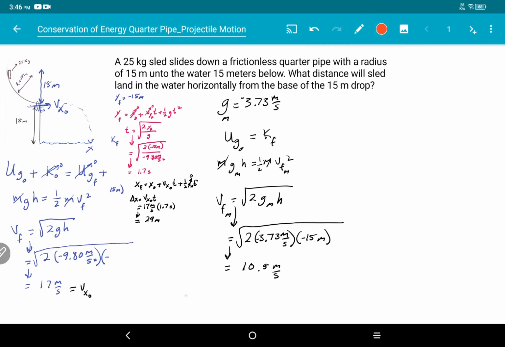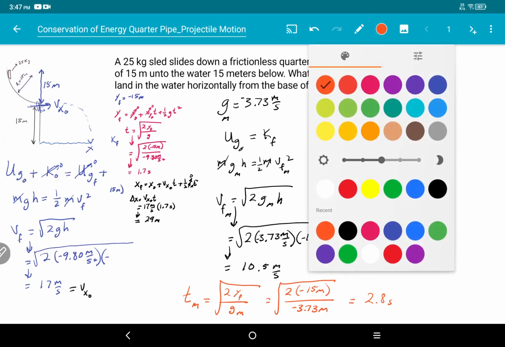Let's try orange. So T Mars is going to be equal to the square root of 2y final over g Mars. So nothing's changed here much except for the gravity. So negative 15 meters over negative 3.3 meters per second squared. Square root this. And that's going to give us a time of 2.8 seconds. The time is slightly different. Okay, let's see what happens.